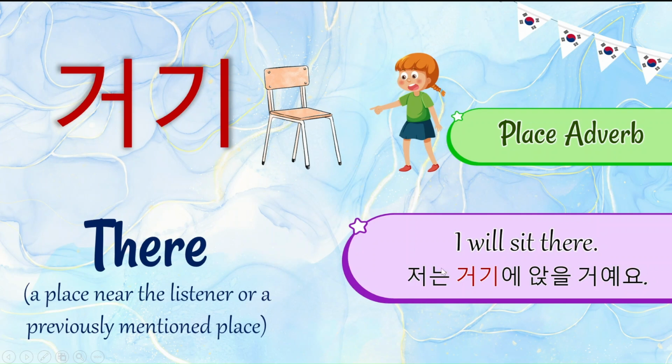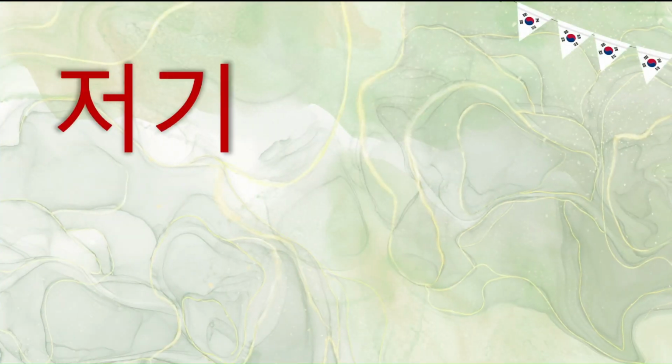I is 저는, there is 거기. To sit, 앉다, future tense 앉을 거예요. Again, I have attached the particle 에 to 거기 as we are talking about a place over here, but you can omit this particle 에 in daily conversation. All right, so did you get how to use 거기 in sentences? It is used to indicate a place that is either close to the listener or that you have previously mentioned. All right, next comes 저기.